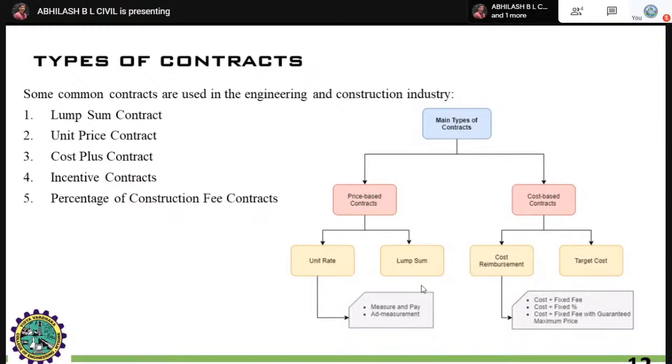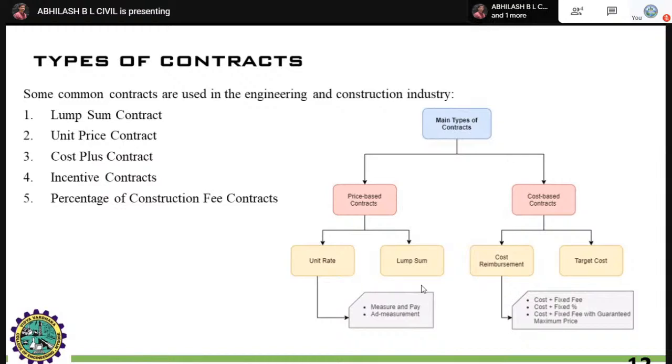Here, coming to the types of contracts, you can watch it in the slides. Some of the common contracts used in the engineering and construction industry are lump sum contract, unit price contract, cost plus contract, incentive contract, and percentage of the construction fee contracts. Like this, there are n number of contracts which are subdivided into different sectors.